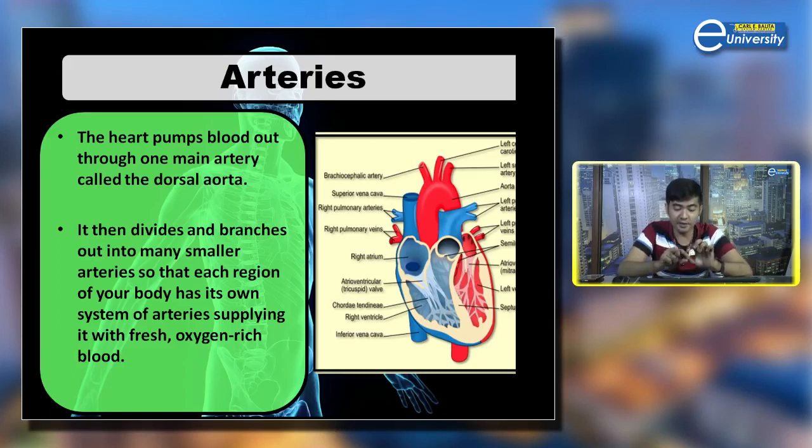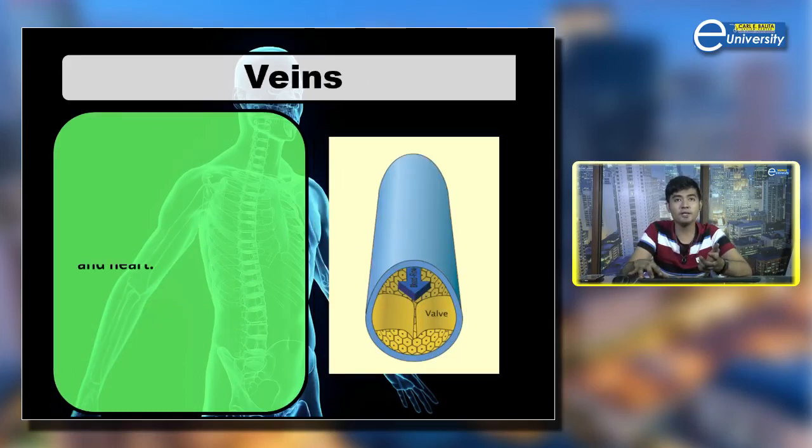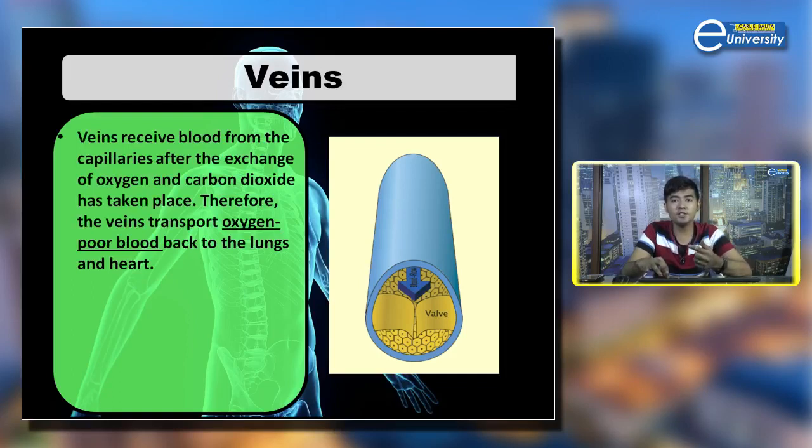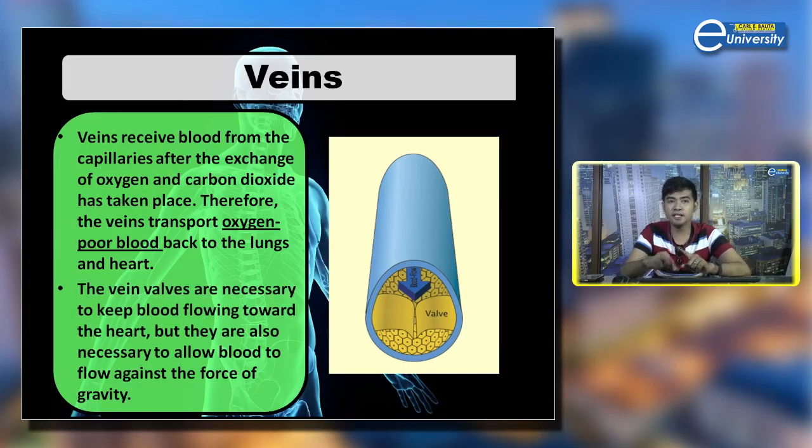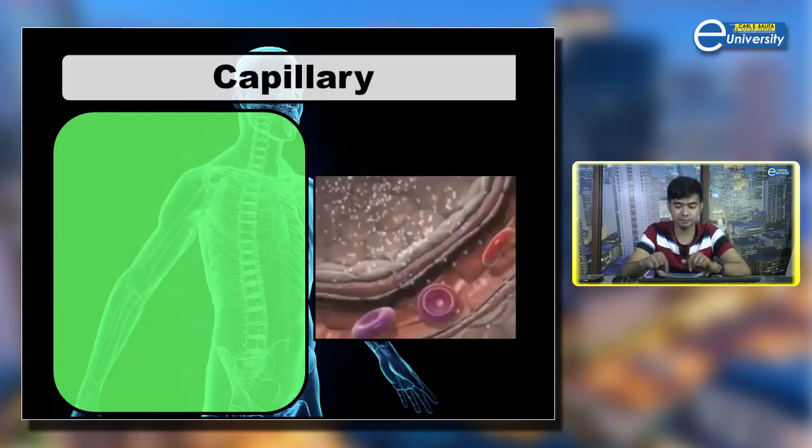So the oxygenated blood passes through the artery throughout the body with the help of the systemic circulation. While the veins carry the deoxygenated blood back to the heart and will later be pumped to the lungs. So the veins receive blood from the capillaries after the exchange of oxygen and carbon dioxide. Therefore, the veins transport oxygen-poor blood back to the lungs and the heart. So the vein valves are necessary to keep blood flowing toward the heart, but they're also necessary to allow blood to flow against the force of gravity.